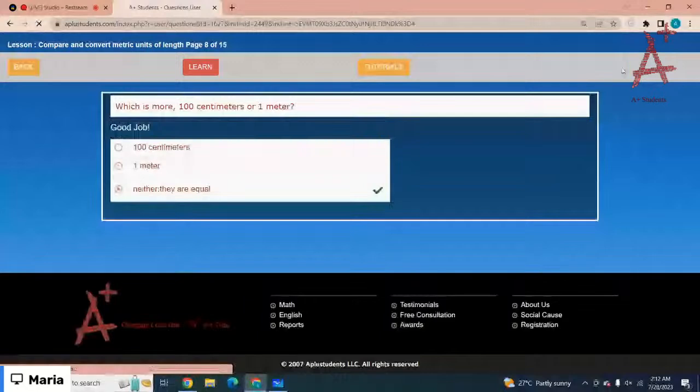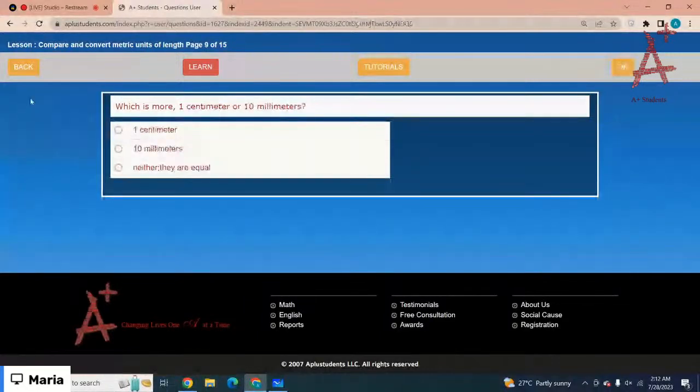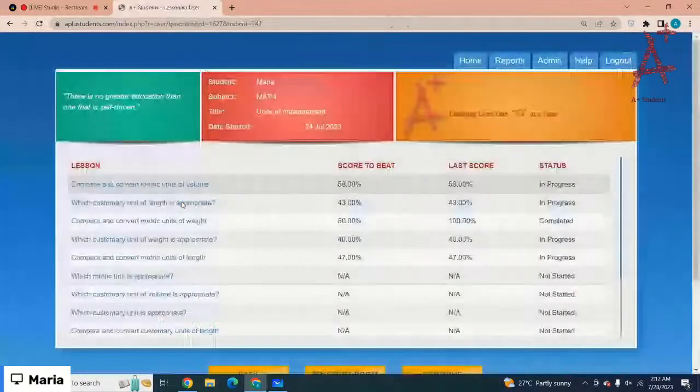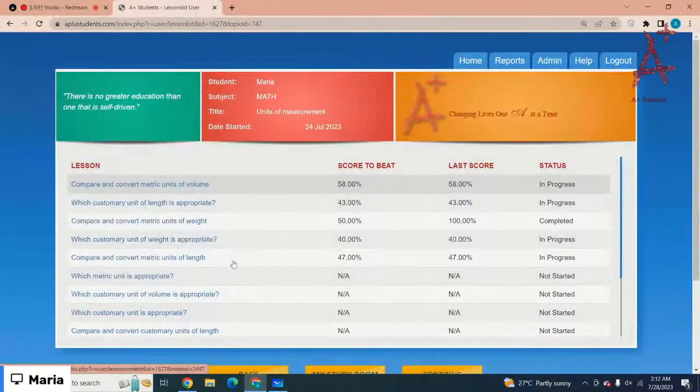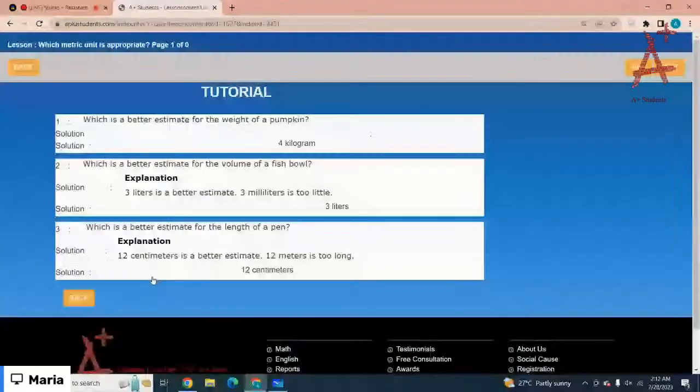Okay, you can complete the test by yourself. Read it. Let me just move on to the next lesson. The next lesson is which metric unit is appropriate. Okay, you're not given the options here, so let's start with the test questions.